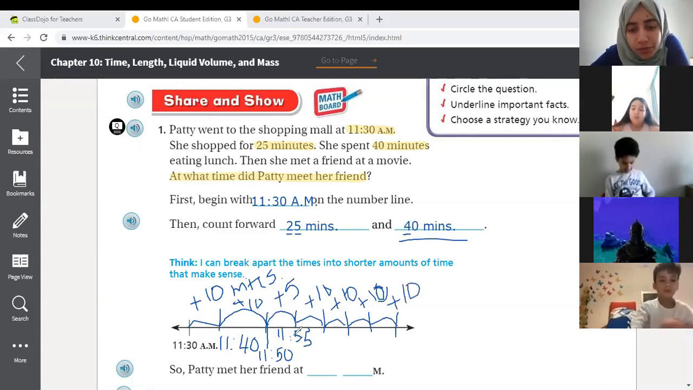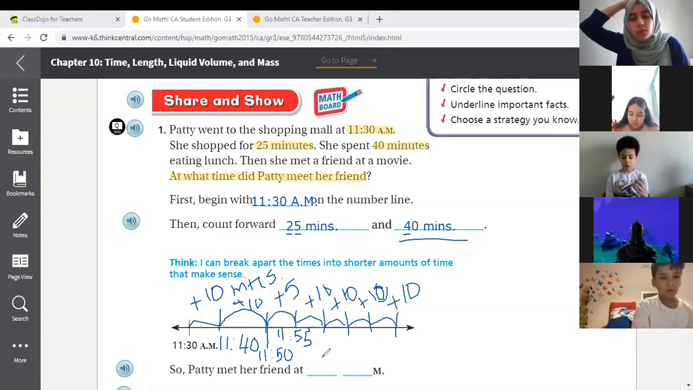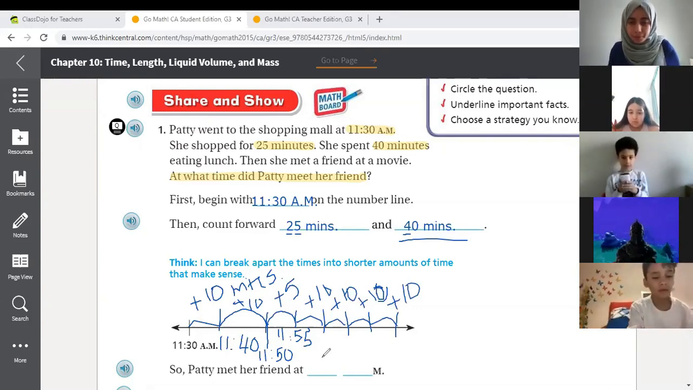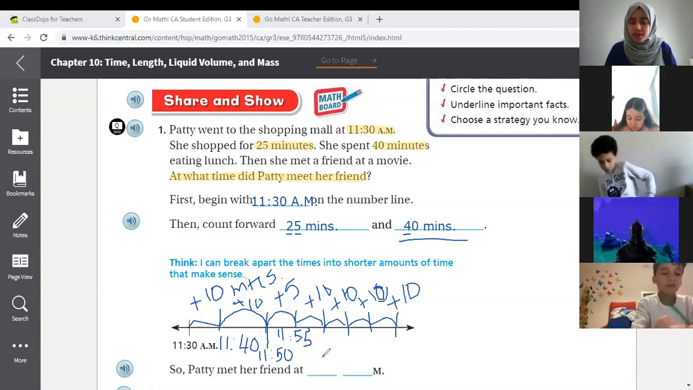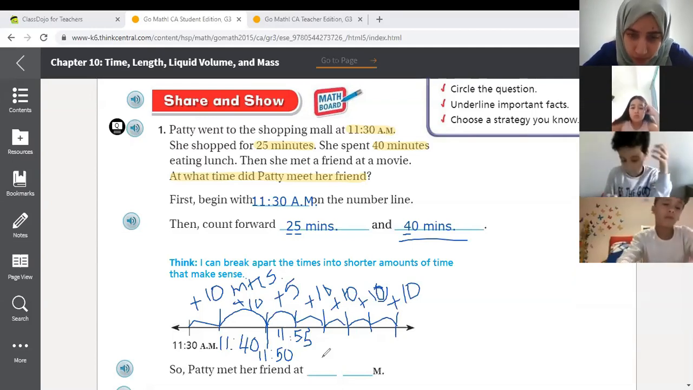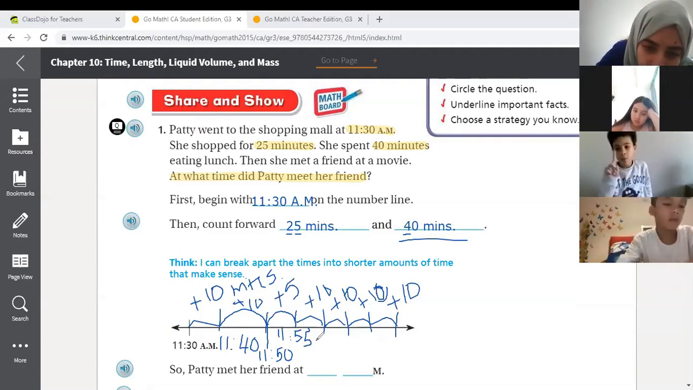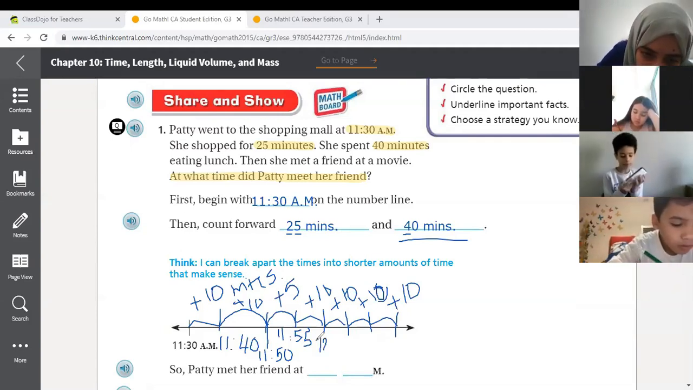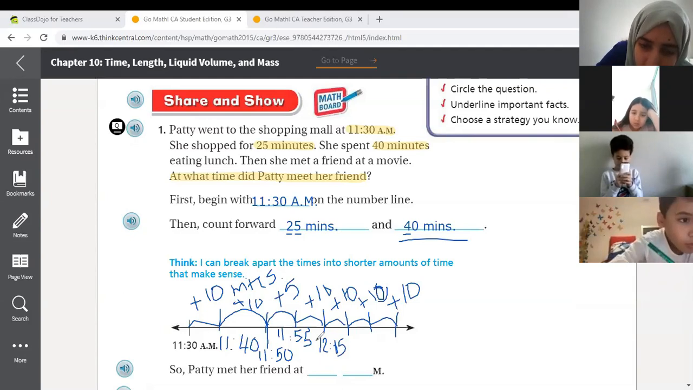So from 11:55, when I add 10 to 11:55, what do you think the next time will be? I know 11:55 plus 5 is how much? It's 12 and 5 minutes. Exactly, excellent. So 12 and 5 minutes. And if I add 10 again, what's the answer if I add the 10 again? 12 and 15 minutes. Yes, correct.